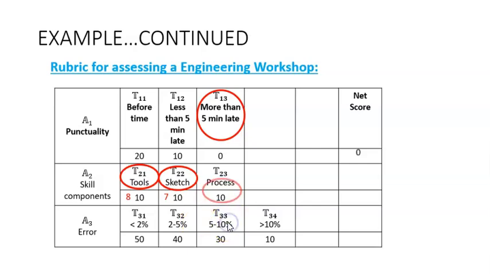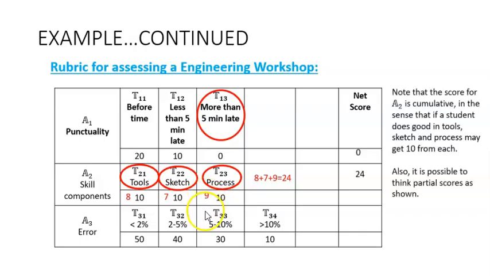Let us say that this student can explain the tools needed and identify them reasonably well. So we issue him a partial score of 8. Similarly, if he can make sketches not so well, reasonably okay, so you give a partial score 7. Similarly, he can describe the process very well, so you give him a score of 9. 9 plus 7 plus 8 is 24, his score for attribute A2.